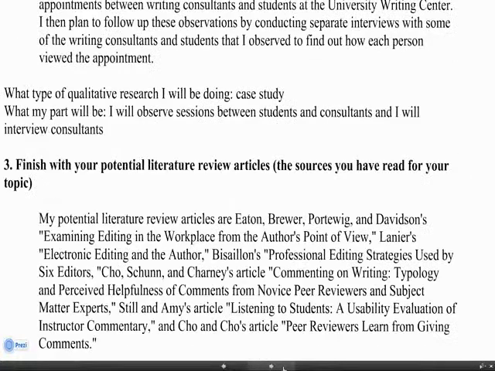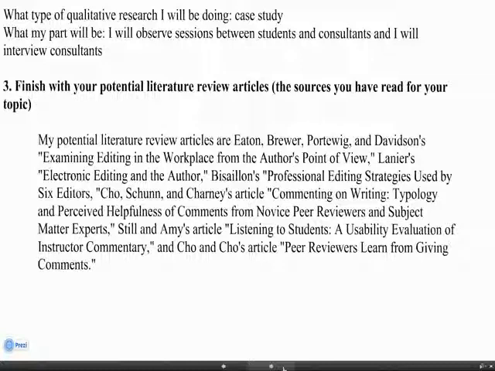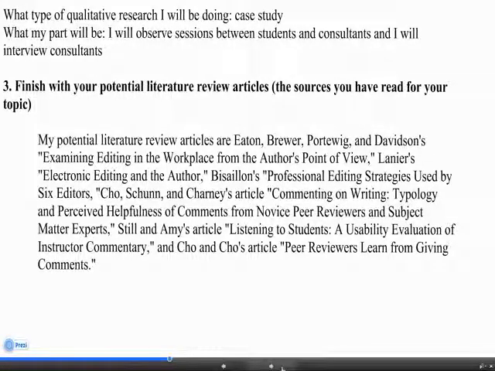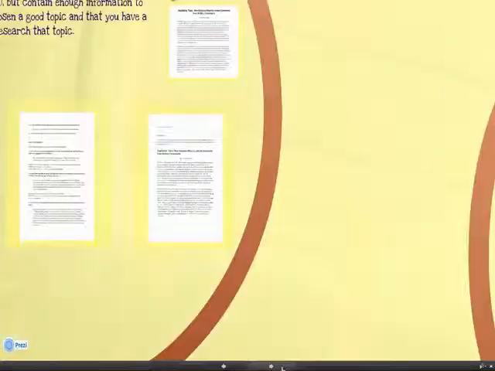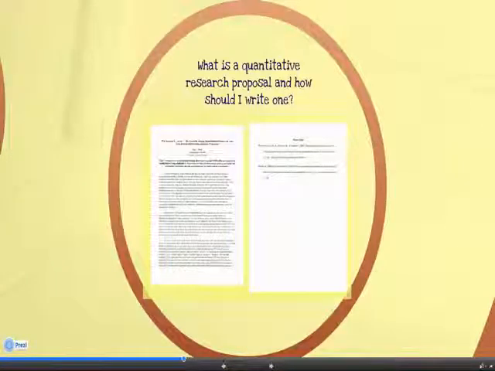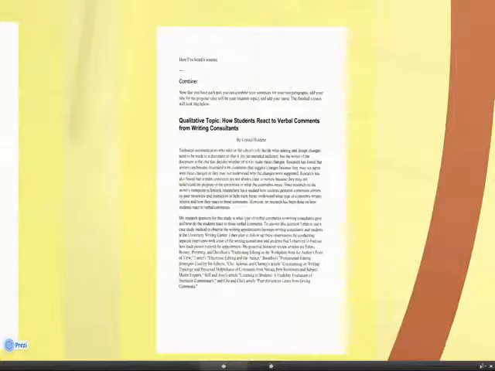So the third step is to finish with your potential literature review article. So everything that you've read so far on your topic, you should include here. And the last thing is, you take these 2 paragraphs and you combine them, and there's your paper.